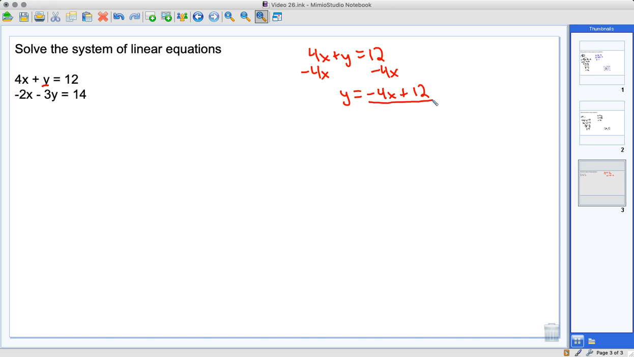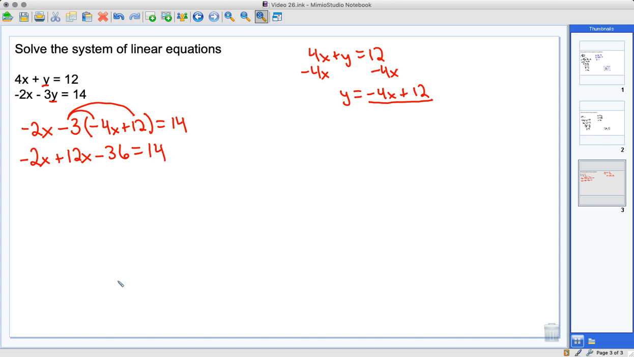Now I can take that and plug it into the y of my other equation. So I have negative 2x minus 3 times negative 4x plus 12 equals 14. Now we have to do some distributing. We're distributing with a negative, so we have to be careful. So you have negative 2x. Negative 3 times negative 4x is a positive 12x. Negative 3 times a positive 12 is a negative 36. Always be careful when you're distributing that negative through.